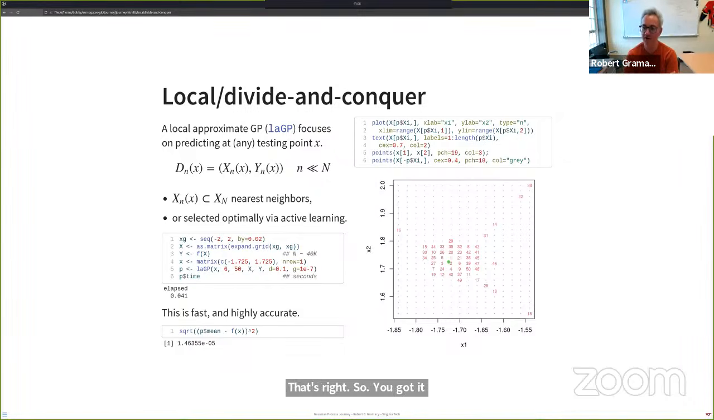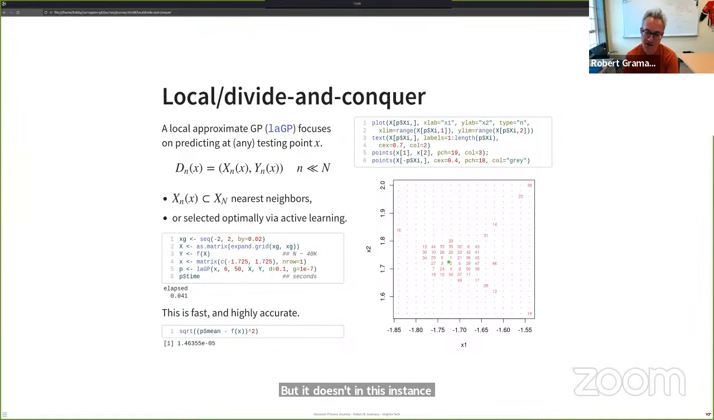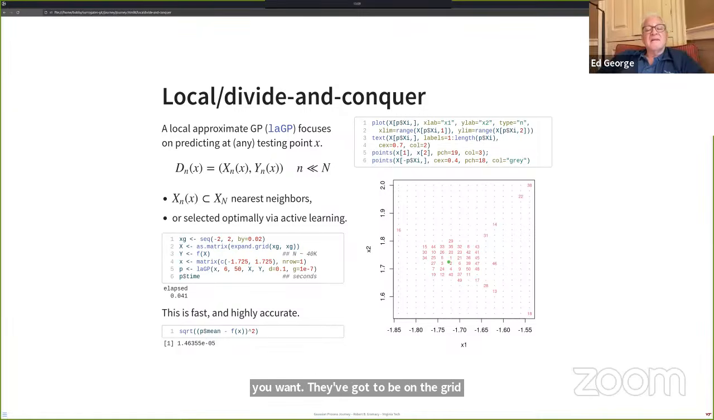It should have a large degree of symmetry to it, but it doesn't in this instance because the training data is on a regular grid and the predictive location in green is offset of that grid. So it's creating a kind of aliasing thing where you can't get exactly the training data locations you want. They've got to be on the grid, so they take on this weird shape. Okay. Thank you. I thought it had something to do with the correlation structure, but I guess it's more being off the grid. It is.